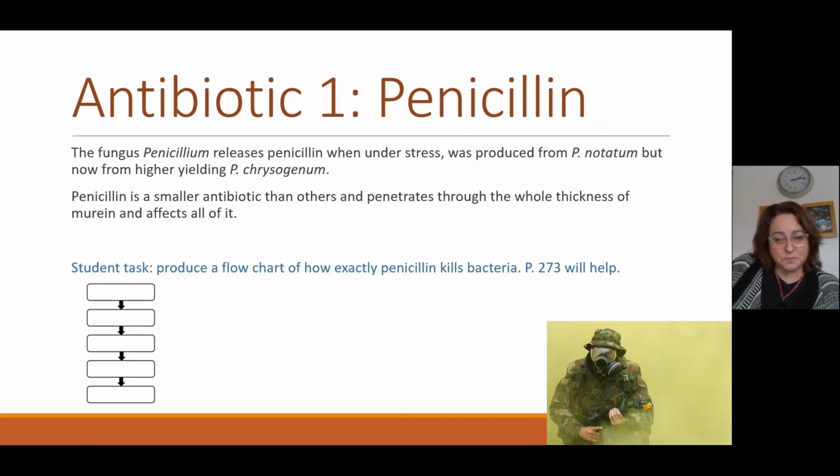Penicillin itself, huge benefit to that, penetrates through the whole thickness of that peptidoglycan, of that murein layer, and affects all of it. If you have a chance, look at that flowchart in the textbook, literally damaging the enzymes that would do the cross-linking, because there are enzymes that break the cross-linking as well. In many things in nature, you have an enzyme that produces something and a counter enzyme that does the opposite. In the musculoskeletal system, you've got osteoblasts and osteoclasts, which do the opposite jobs of making new bone and breaking bone down again.